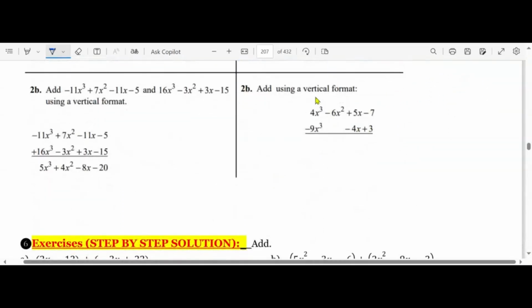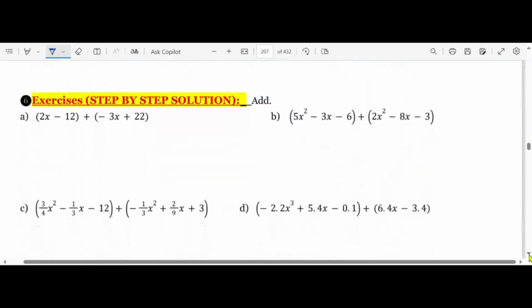Now we're going to do vertical. What does vertical mean? Yes, like this. This is called vertical. So we're going to add. Take away 4 from negative 9. What do you get? Negative 5x cubed. And then here we have 0, so you bring it down. And this will give what? x. And the last one would be how much? Minus 4. Correct. That's it. Easy? Easy.